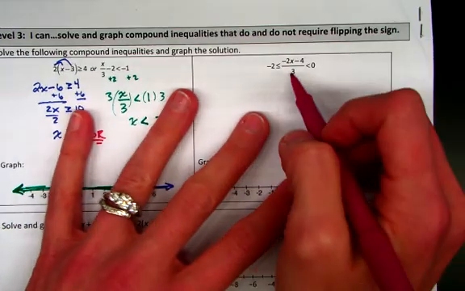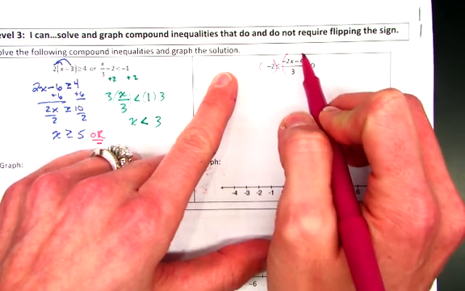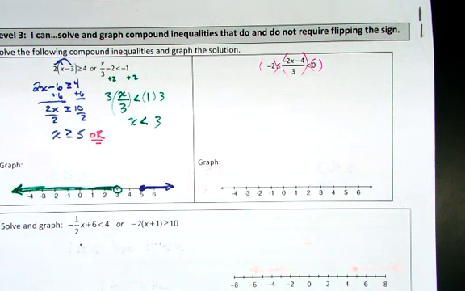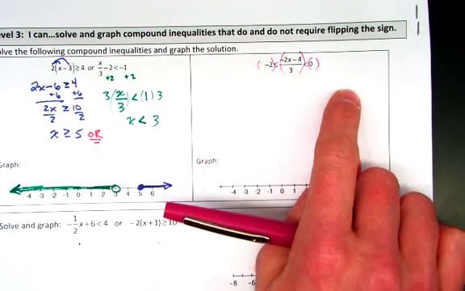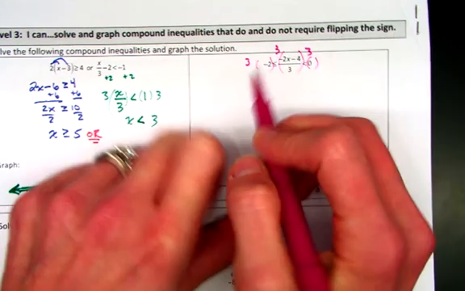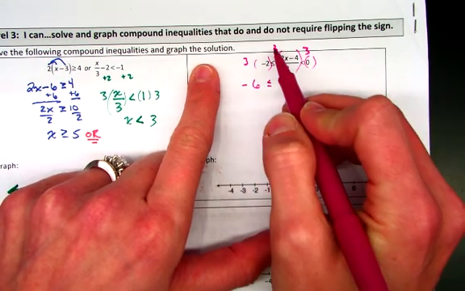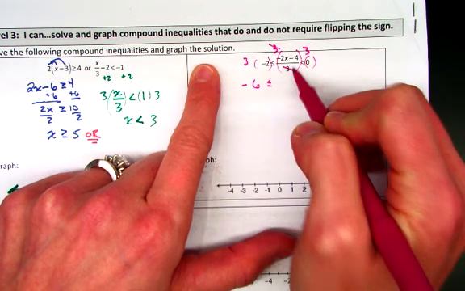But when we try to remove this denominator, I'm going to multiply all 3 parts by 3. Whatever you do to the middle to solve for x, you have to do it 3 times now. Okay, so this is by 3, by 3, by 3. So then we're left with negative 6 is less than or equal to. Now here, the reason we multiply by 3 was to cancel that denominator.